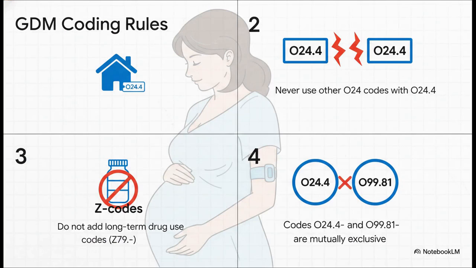Okay, let's lock this in. Ready? Number 1, GDM lives in subcategory O24.4. That's its home. Number 2, never ever mix O24.4 with any other O24 codes for pre-existing diabetes. 3, no Z codes for long-term drug use, just don't do it. And 4, O24.4 and O99.81 for abnormal glucose are mutually exclusive. It's one or the other, not both. Seriously, if you just stick to these 4 rules, you really can't go wrong.